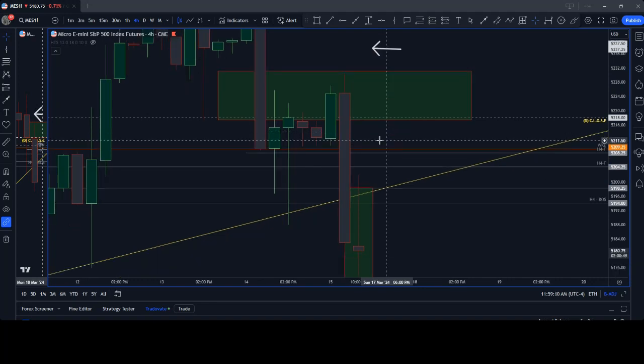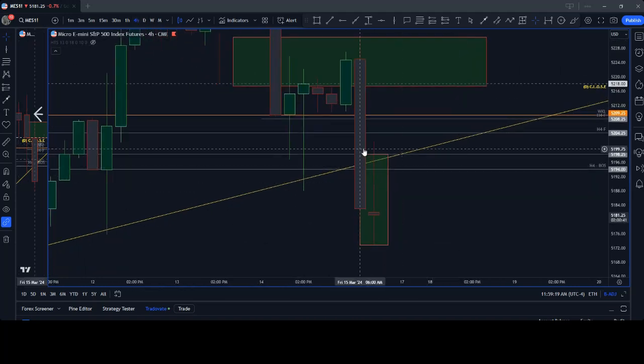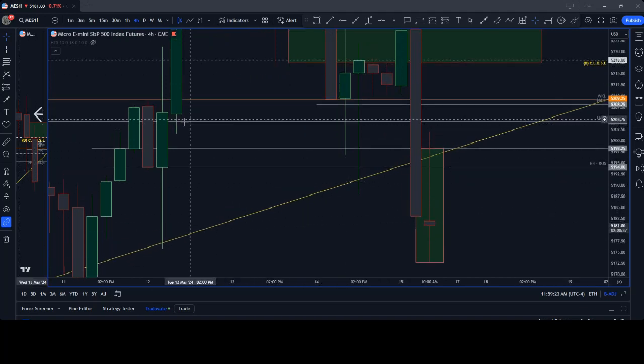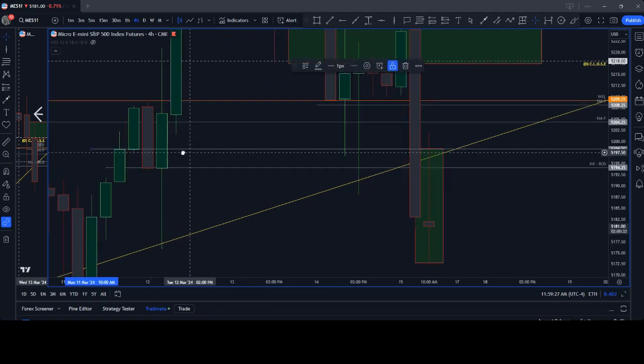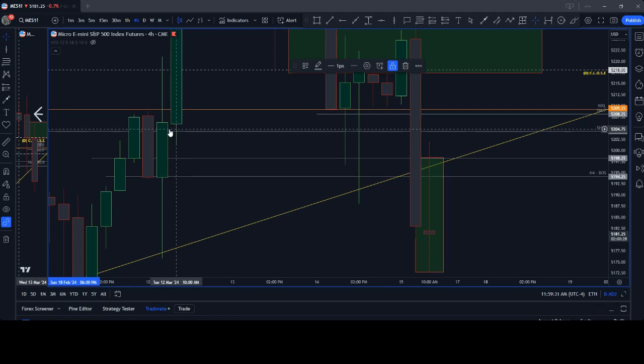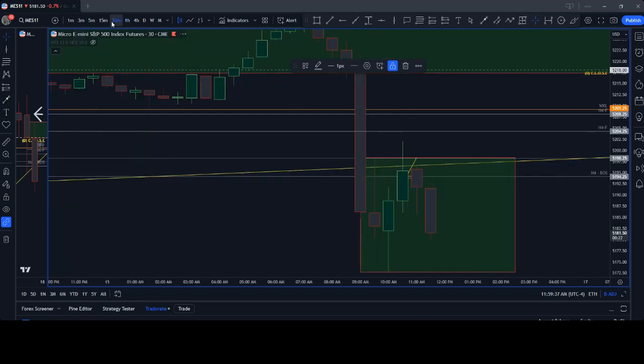So where am I looking for my re-entry? I'm looking for my re-entry on the 4-hour level. So I'm coming to the left and I'm marking my 4-hour levels. I mark this one. I mark this 4-hour level. And I mark this 4-hour level. Okay. Now I'm going to go down to my 1-hour chart, 30-minute chart.